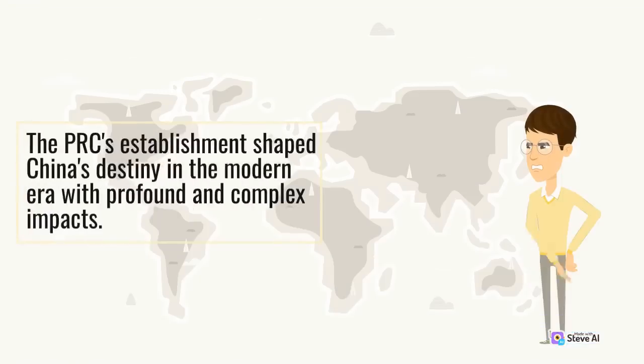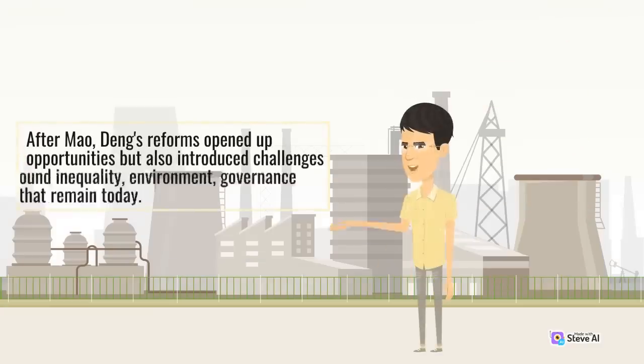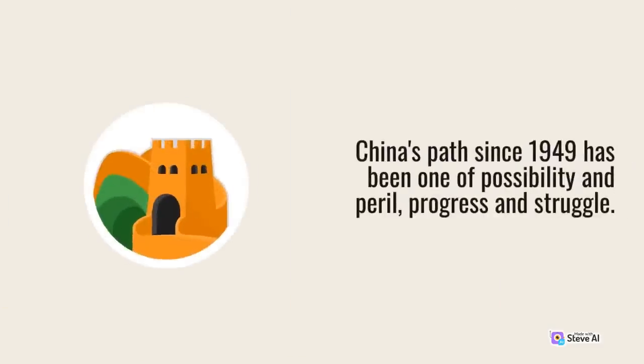The PRC's establishment shaped China's destiny in the modern era with profound and complex impacts. It led to both revolutionary change and destruction, prosperity and poverty, unity and unrest. After Mao, Deng's reforms opened up opportunities but also introduced challenges around inequality, environment, governance, and ideology that remain today. China's path since 1949 has been one of possibility and peril, progress and struggle.